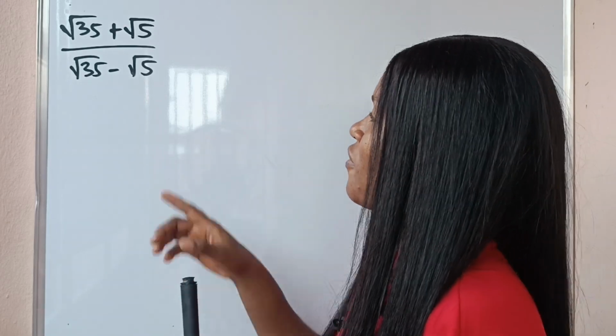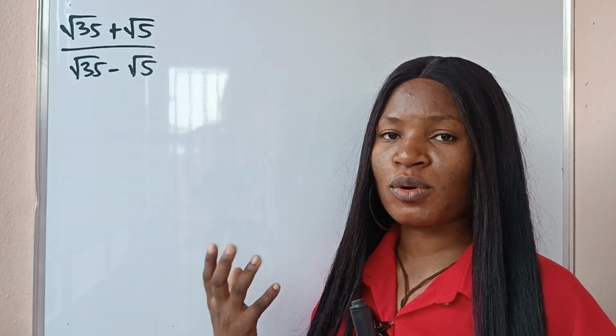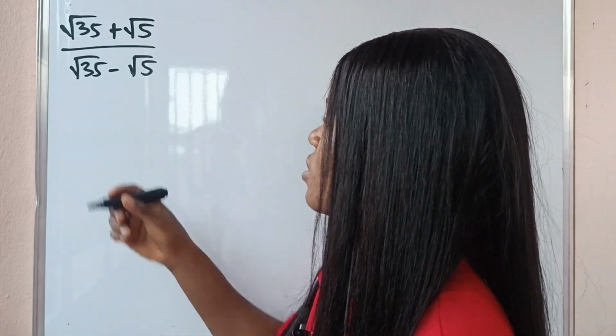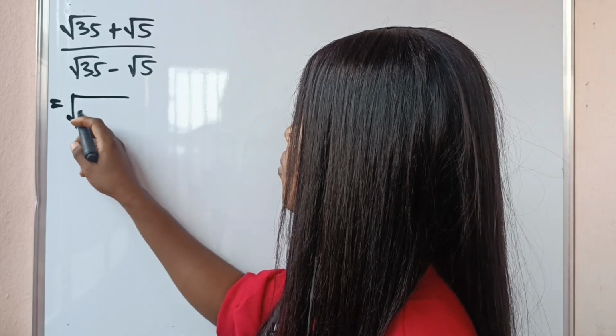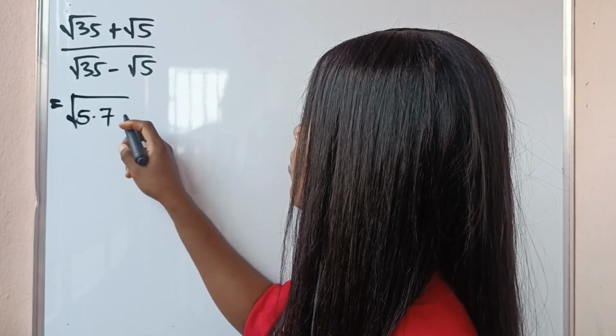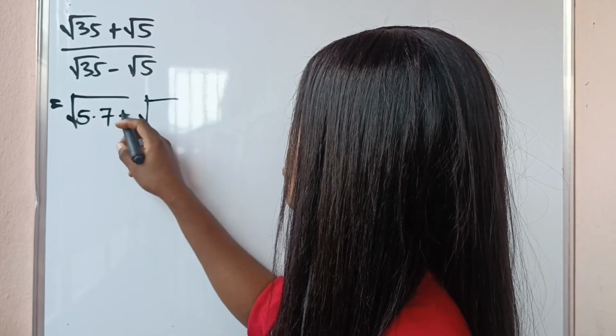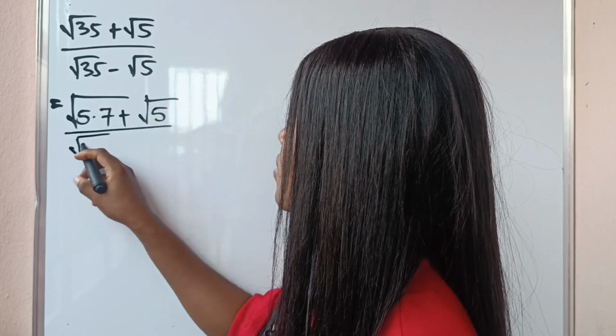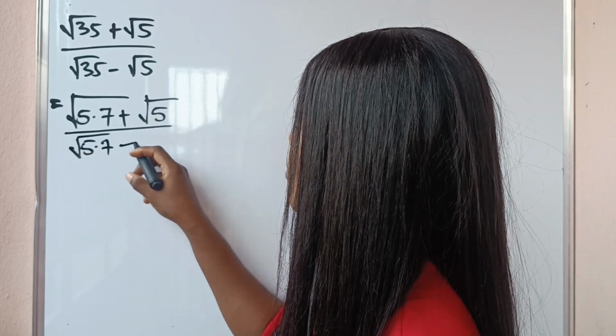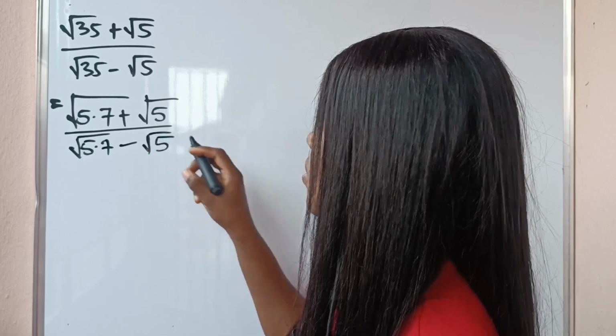Okay. Now 35 can be expressed as 5 multiplied by 7. So that means that I can rewrite this expression as square root of 5 multiplied by 7 plus square root of 5, divided by square root of 5 multiplied by 7 minus square root of 5.